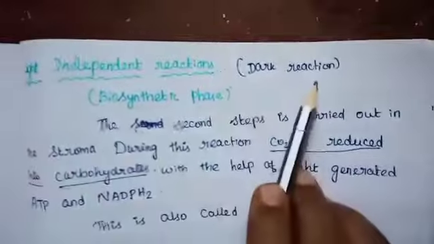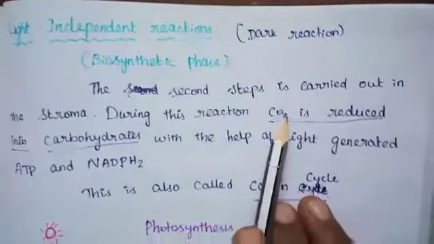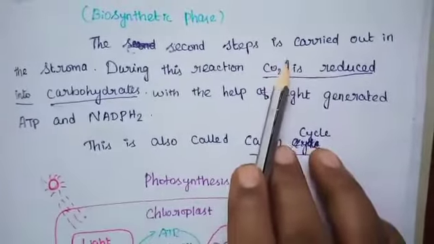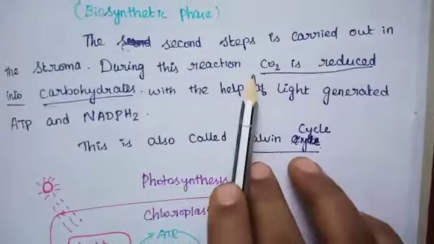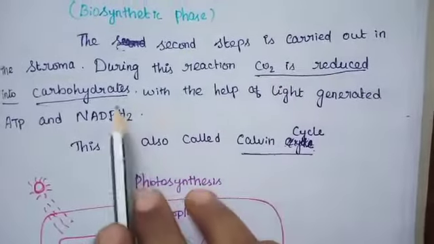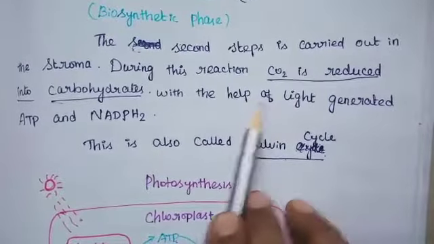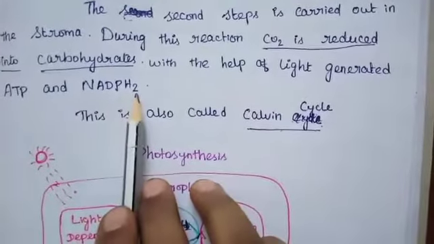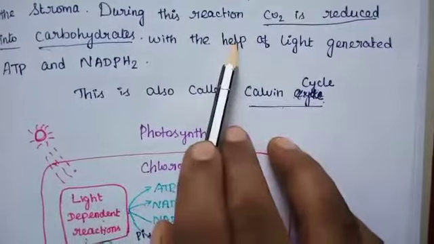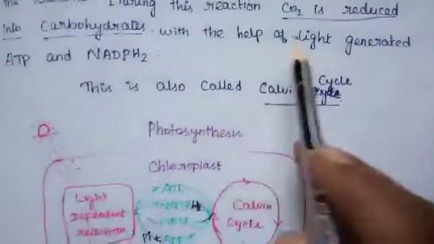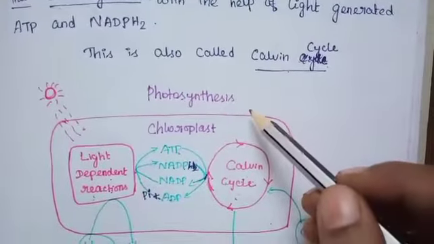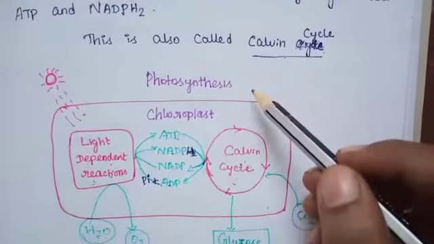Next, light independent reaction, dark reaction. The second step is carried out in the stroma. During this reaction, CO2 is reduced into carbohydrate with the help of light generated ATP and NADPH2. This reaction is also called the Calvin cycle. So, photosynthesis overview of Hill and Calvin cycle.